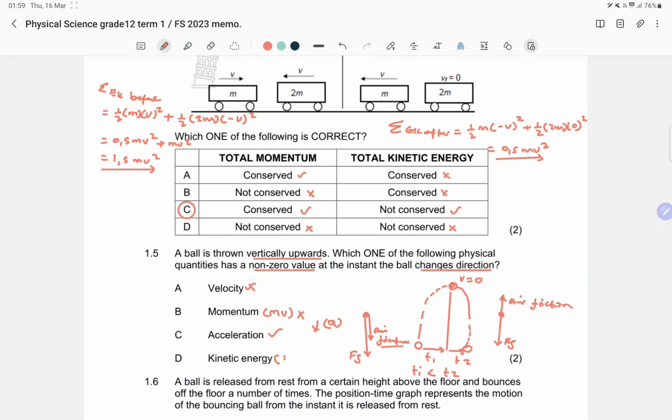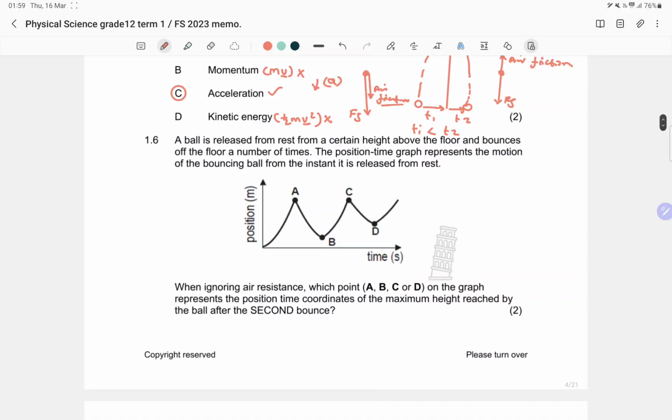Kinetic energy is half mv squared, and because velocity is 0 at the time it changes direction, the kinetic energy decreases to 0, so it is not non-zero. So the answer becomes C. All right, so that's it. It's taking a bit of time, né? Anyway, you always need to think about these things.